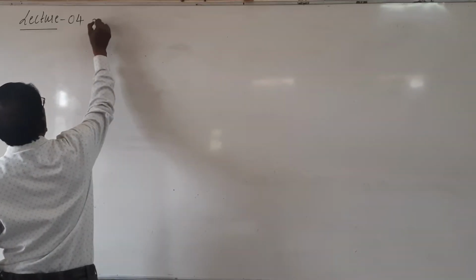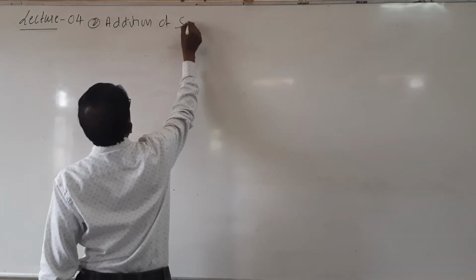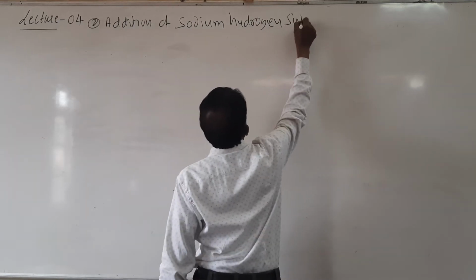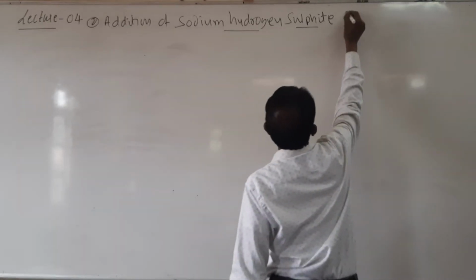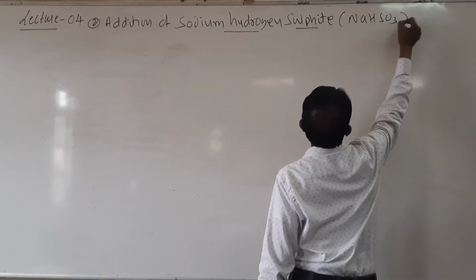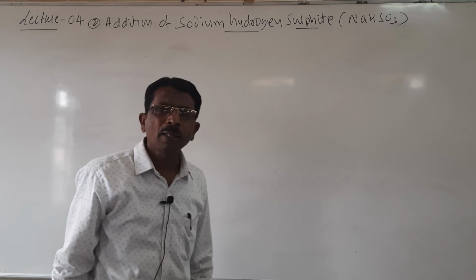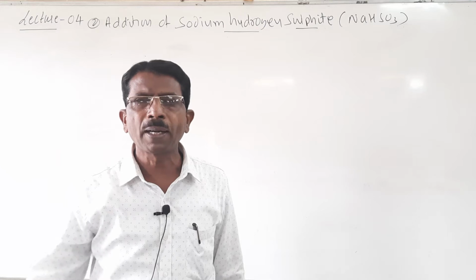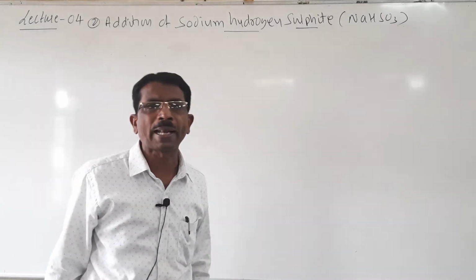Look here. Next one, addition of sodium hydrogen sulfite. The formula is NaHSO3, sodium hydrogen sulfite. So the aldehydes easily react with sodium hydrogen sulfite or sodium bisulfite, forming a white crystalline addition product, the bisulfite compound, but the lower members of ketones only react.